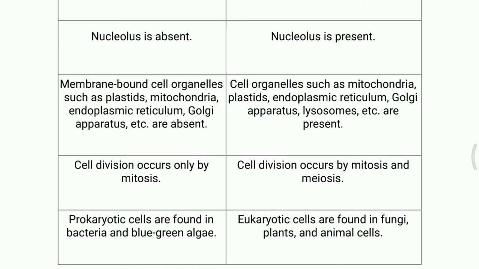Cell division occurs by mitosis. Prokaryotic cells are found in bacteria and blue-green algae. Eukaryotic cells are found in fungi, plants, and animals.